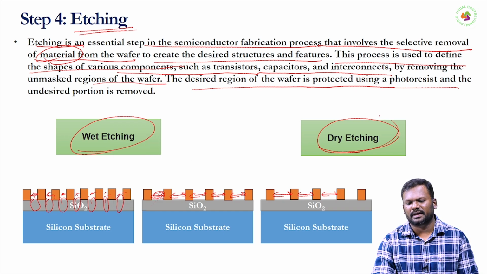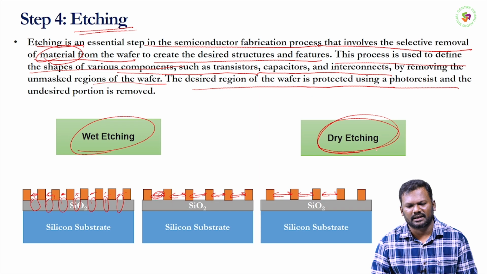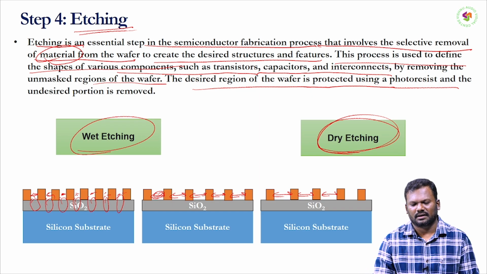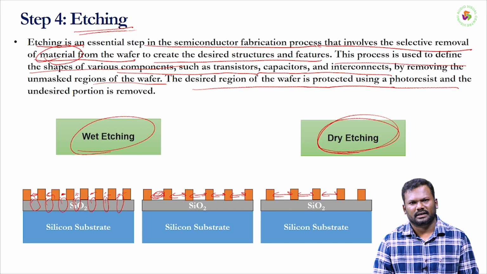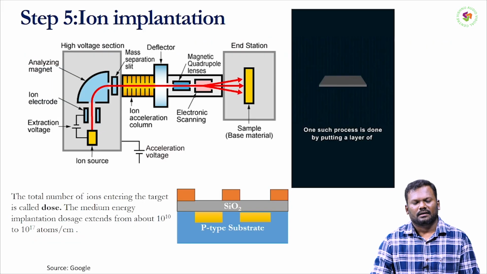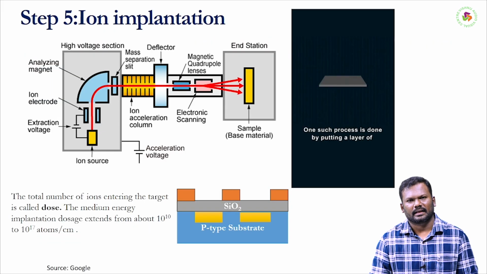The dry etching means we use a plasma technique to remove the photoresist or your silicon dioxide or material. So now you are able to understand what etching is. Next, coming to ion implantation.